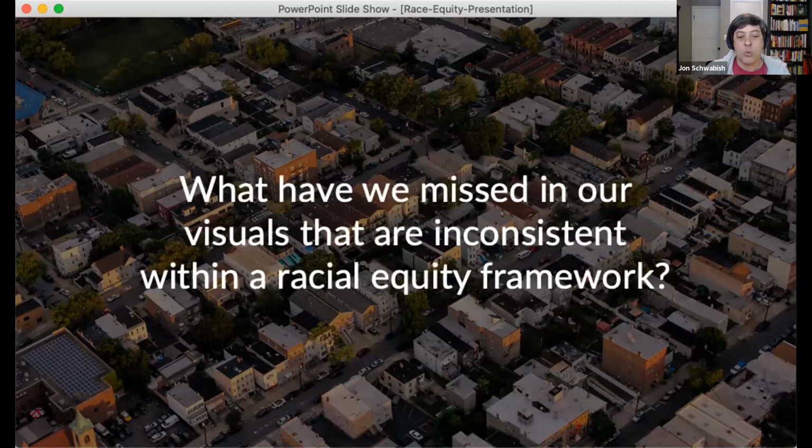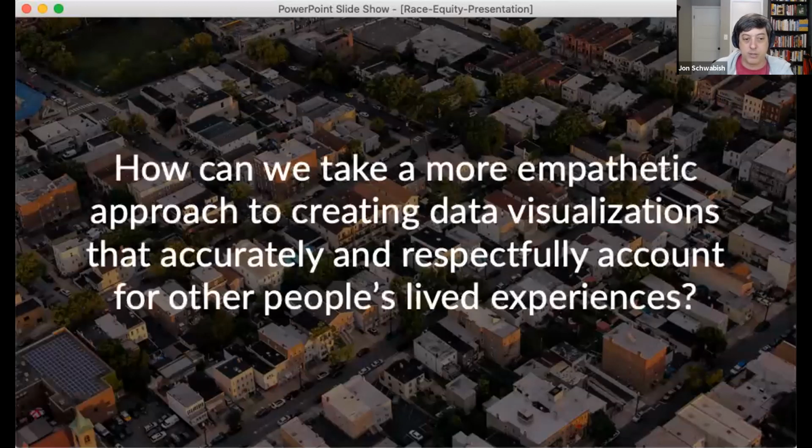Have we missed, or what have we missed in our visuals and in our graphs and our diagrams that are inconsistent within a racial equity framework? Are we using icons that are not consistent with a racial equity framework? Are we using colors? And you've already mentioned a few in the chat window. So are we using colors? Are we using words? Are we using visuals that are not consistent with that framework?